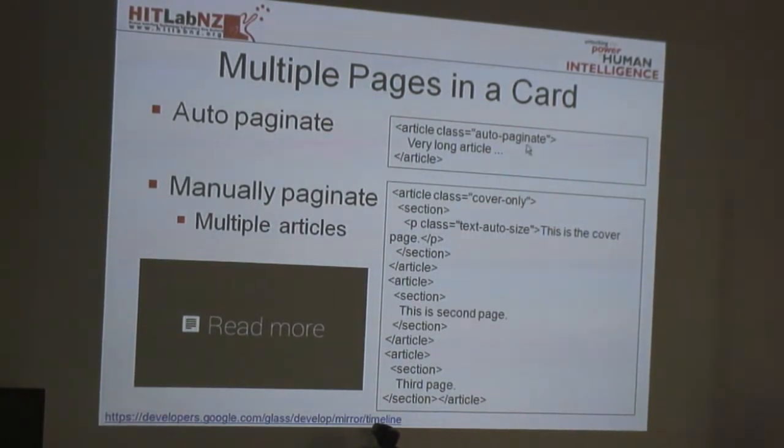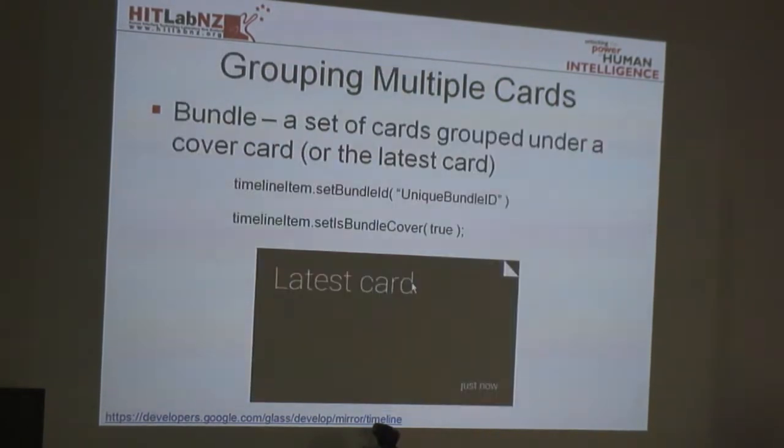And that's how to do it automatically in just one long article. Or if you do want to make multiple cards manually, then you can put multiple article tags like this in a single card. Then it will split up into multiple cards, one per article section.